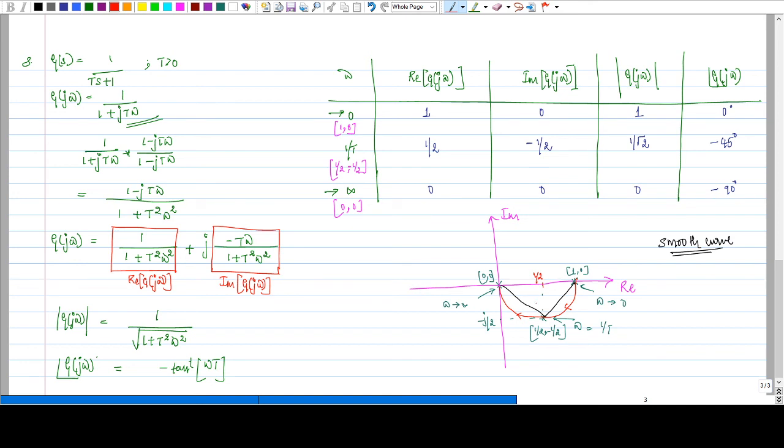This is how the polar plot for this function will be drawn. We don't draw the exact linear curve, we draw the smooth curve. When you take different omega values like 1, 2, 3, this is how the plot will look like. It is a smooth semicircle in nature. That is the polar plot of 1 divided by ts plus 1. In the next video, we will look into more functions.